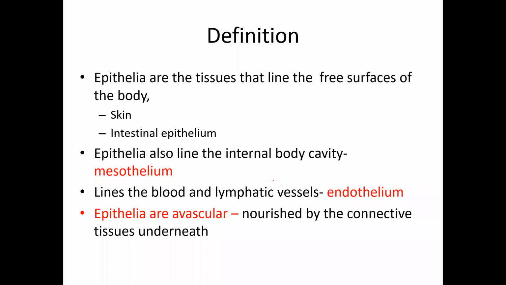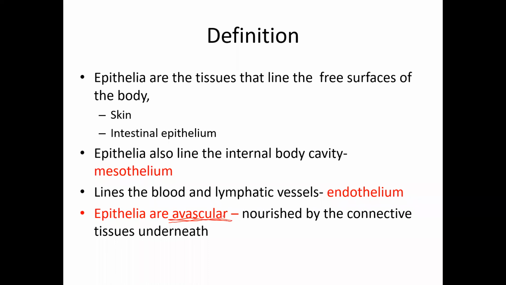And also it lines blood vessels and lymphatics. And in that instance, we call it the endothelium. So epithelia are basically avascular. Avascular means there is no blood supply to the epithelium, right? So avascular is another word for not having any blood supply. So the epithelia are nourished, metabolically maintained by the underlying connective tissues. Connective tissues generally have a lot of blood vessels, okay? So epithelium is usually quite thin. The thickest epithelium would be the skin actually, right?